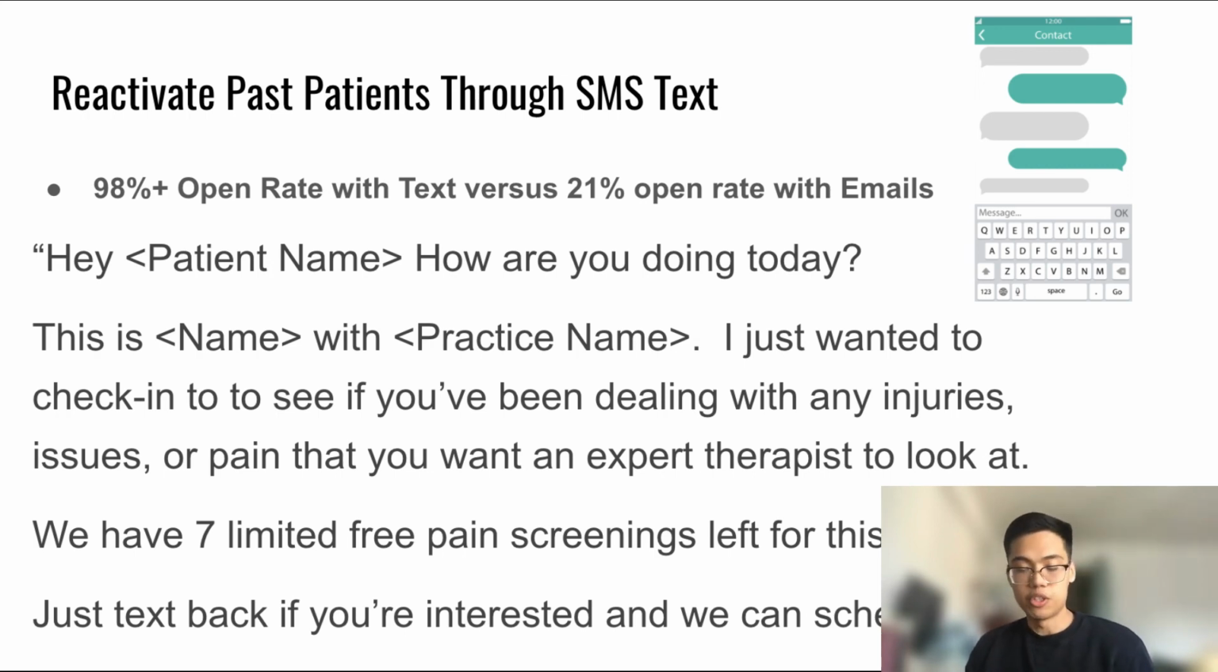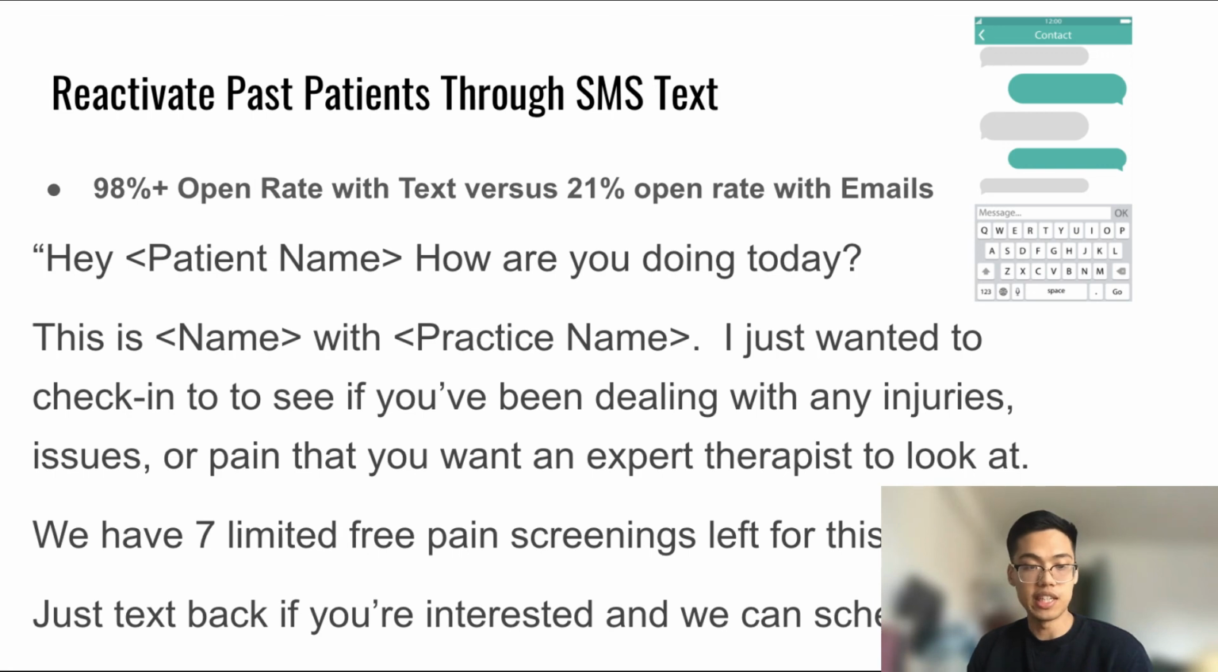So what you want to do is a quick offer and add scarcity to it. So we wrote that there were 7 left of these limited free pain screenings. The offer is a free pain screening. So the offer is really good and there's an urgency behind it because it's limited. And what you're going to see is about 10% of these people writing back yes, right? You don't need to worry about bugging people. You just need to focus on the ones that do say yes and start the conversation with them as soon as they reply yes.